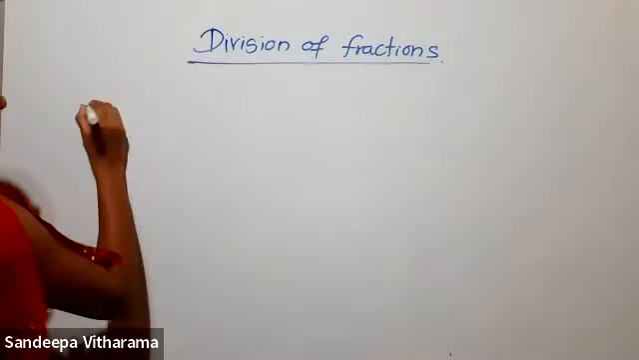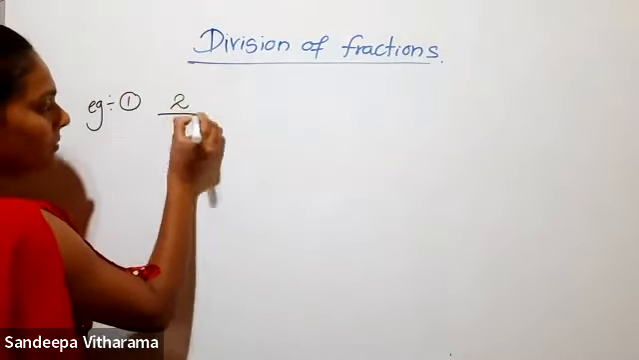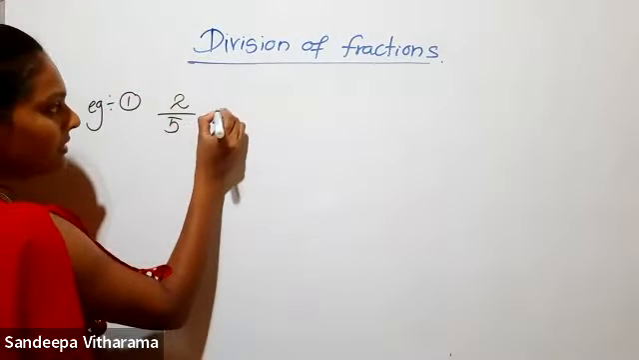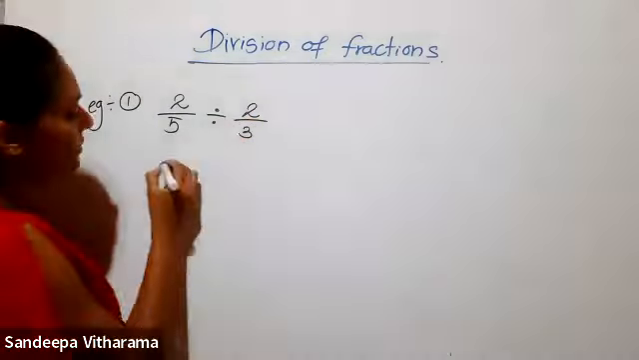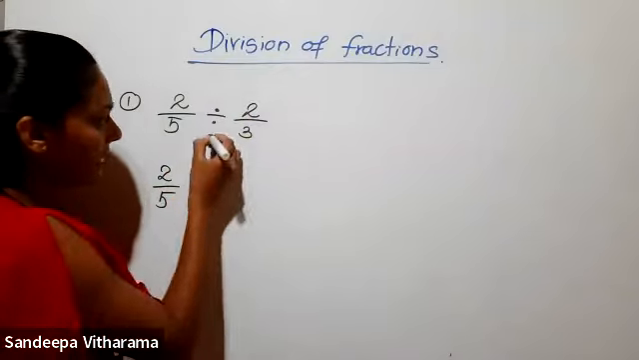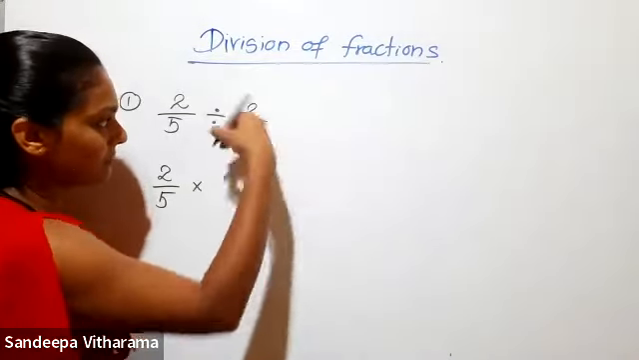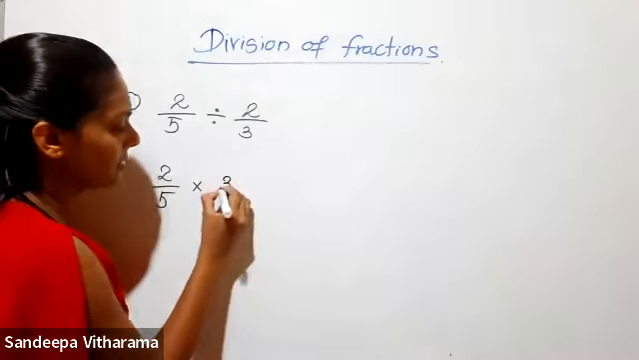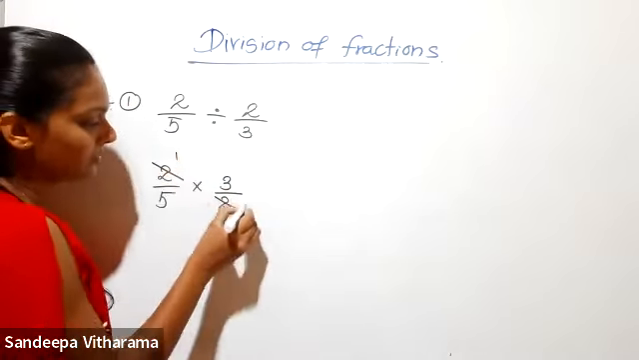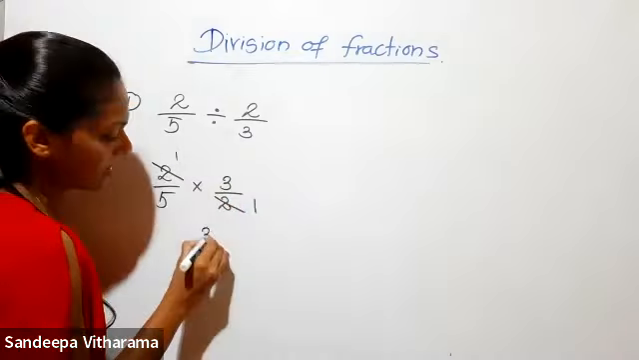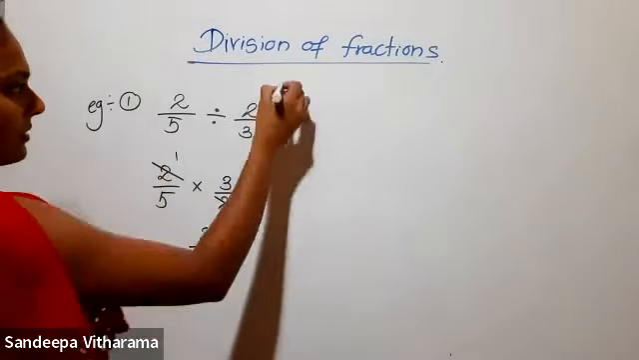Look at example 1. It is 2 upon 5 divided by 2 upon 3. So now we write 2 upon 5 and division becomes multiplication and we take the reciprocal of this fraction. It is 3 upon 2. Okay. Then 2 and 2 cancel. So 1 into 3 it is 3. 5 into 1 it is 5. So the answer is 3 upon 5.